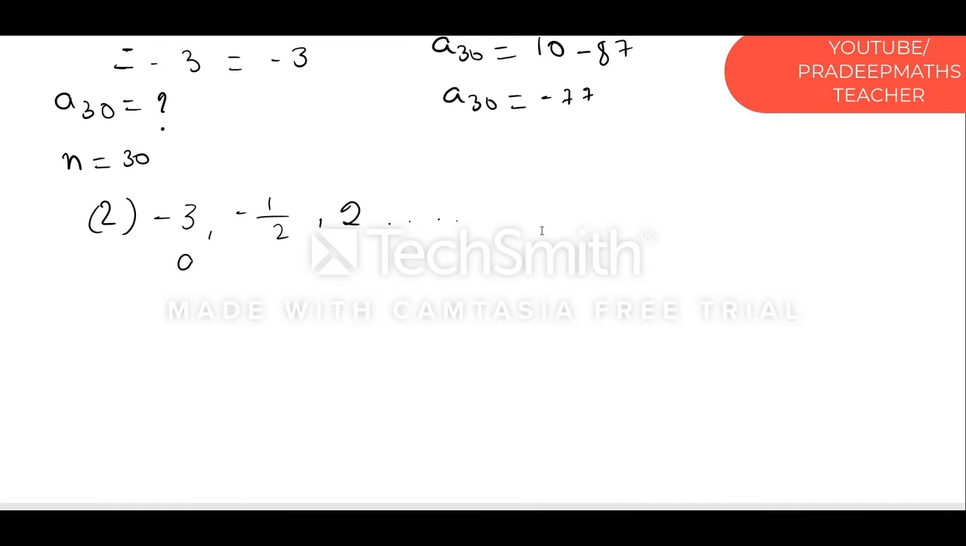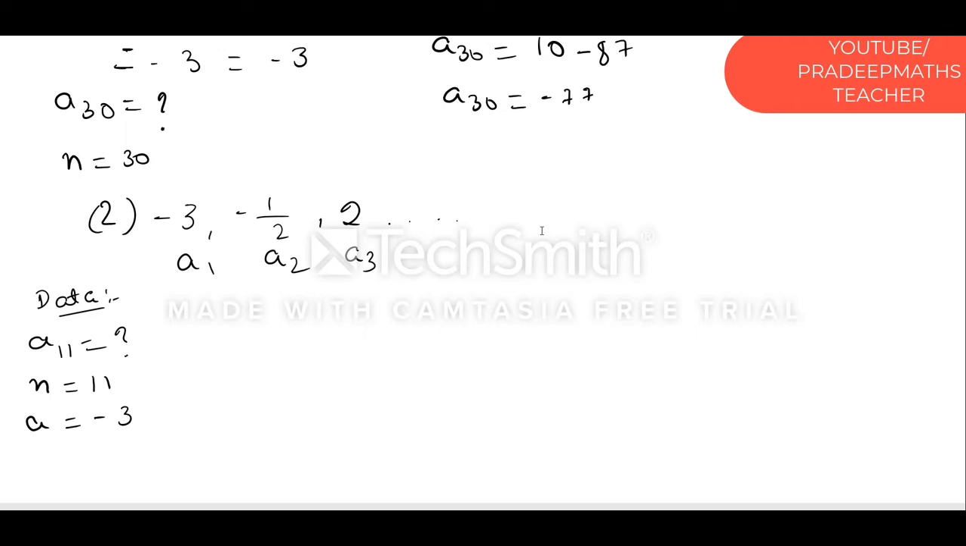As usual, call these A1, A2 and A3: this is the first term, this is the second term, this is the third term. Now I'll write the data. You need to find the A11 term, so A11 equals question mark. Here N will become 11 because you are about to find the 11th term. Now A, or A1, is the first term, which is minus 3.